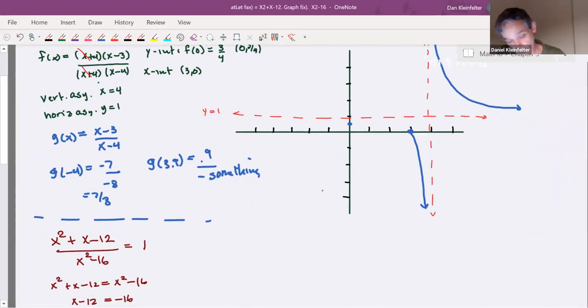Let's switch back to blue. So it's going to look basically like this. It's going to be a little hole right there at negative 4. Okay, all right. So that basically is how the graph is going to appear. There should be a little hole right there at negative 4 where we had that removable discontinuity.